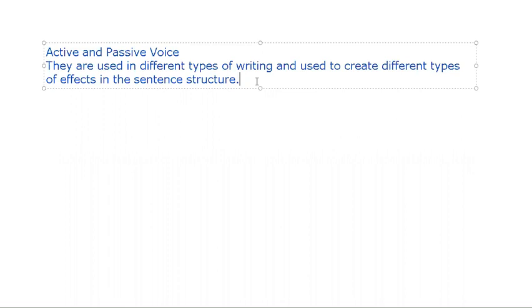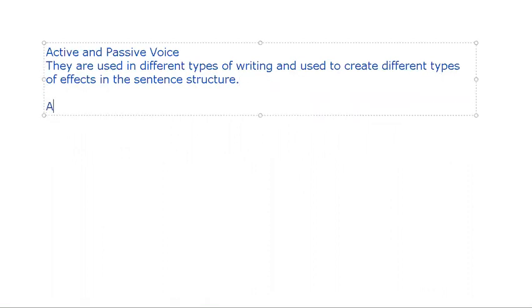A lot of students find this topic very difficult, but the truth of the matter is we use this in our sentences every day. So it's a very simple concept. So firstly, the definition of what these voices are. They are used in different types of writing and are used to create different types of effects in the sentence structure. So when you have an active voice or a passive voice, you create a different type of sentence structure.